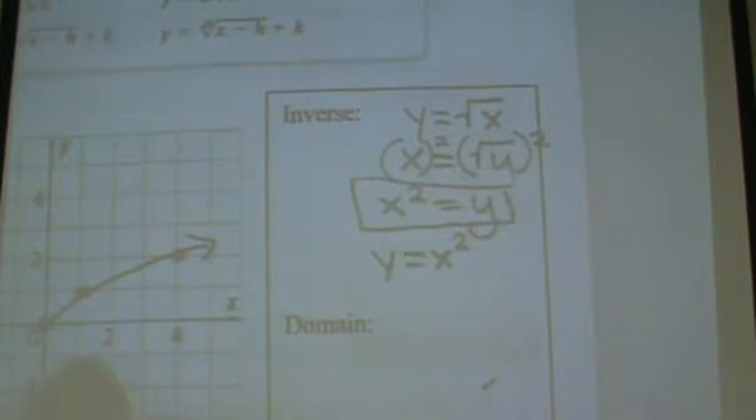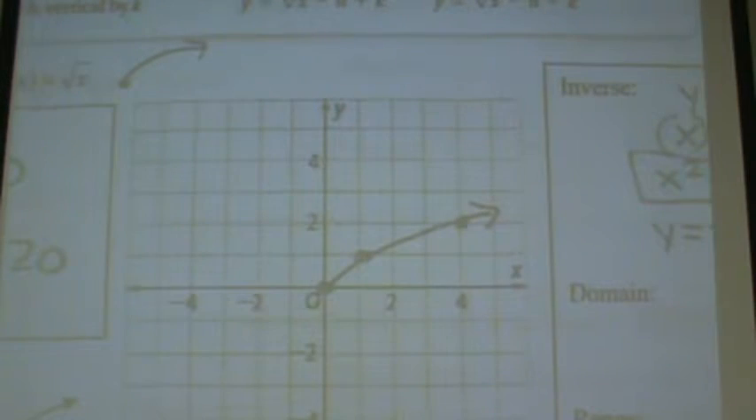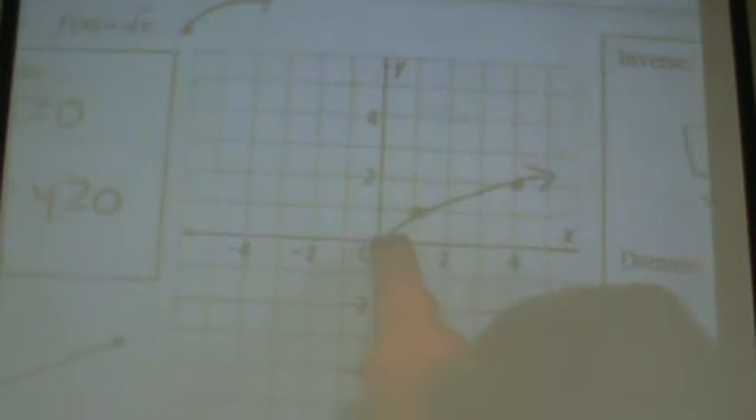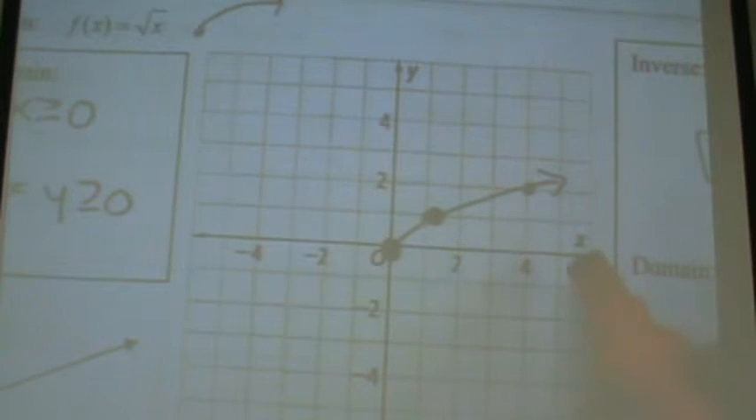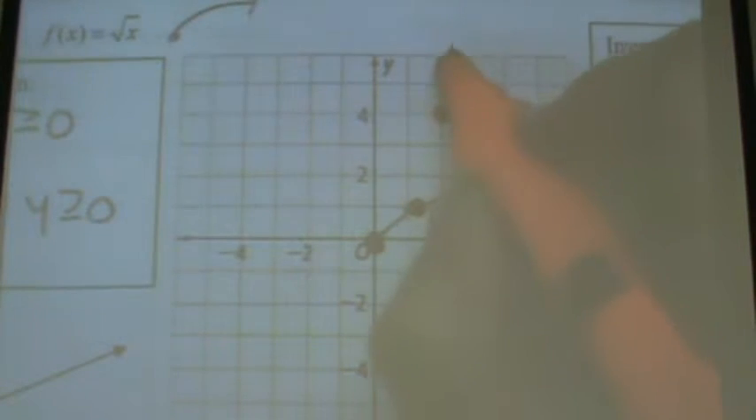But ladies and gentlemen, what's the shape of this? Do you recognize it? It's a parabola. Now, could I ask you to give me the inverse of these 3 points, just off the graph? So this is 0, 0, 1, 1, easy, 4, 2. It's kind of boring. The inverse of 0, 0 is 0, 0. Inverse of 1, 1 is 1, 1. How about the inverse of 4, 2? 2, 4.